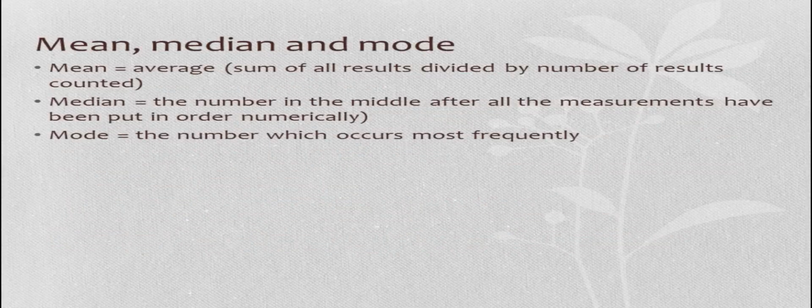I want to talk for a minute about mean, median, and mode. Mean is the average. I know you guys know this, I'm just going to say it again, which is the sum of all the results divided by the number of the results that were counted. Median is the number in the middle after all the measurements have been put in order numerically, so laid out from the smallest to the biggest. It's just the number that happens to be in the middle. And the mode is the number that shows up most frequently in the list of the numbers. So I'm going to show you an example of this.